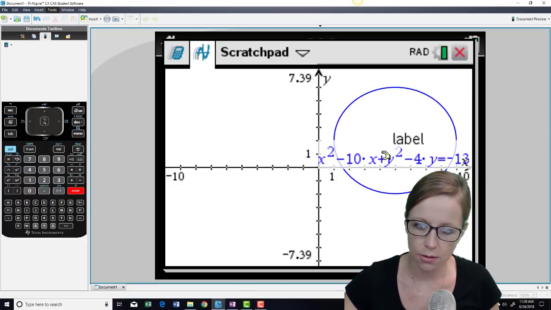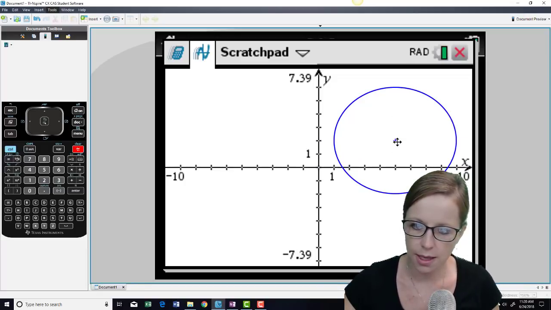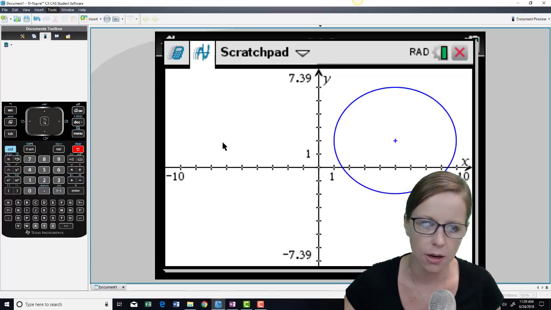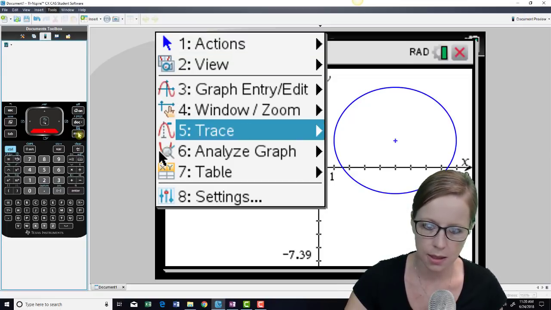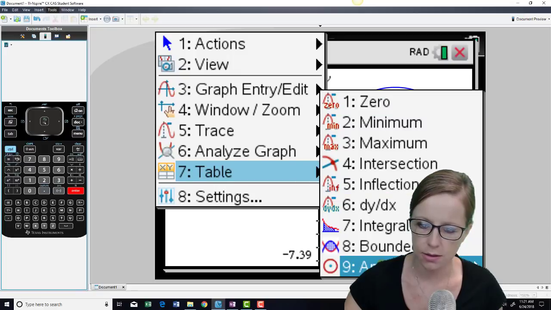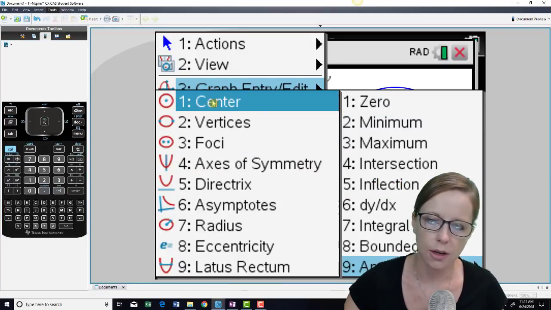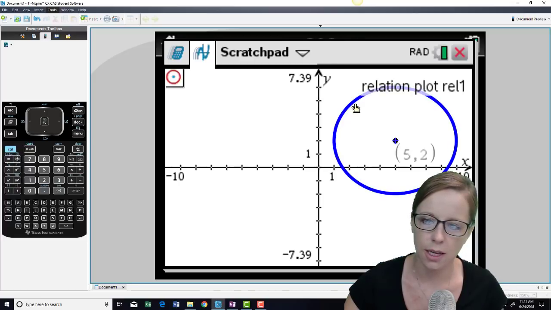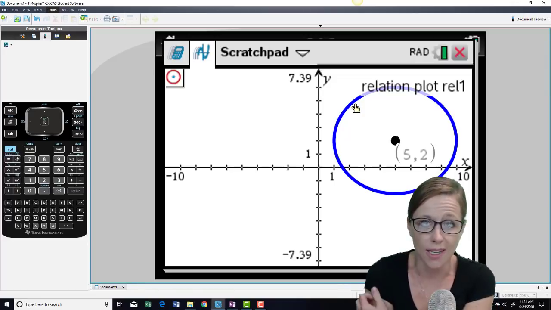It will graph this for you over here. I like to delete the equation. I don't like to see it. And you can find the center. Well, first of all, 1, 2, 3, 4, 5, you can count the center here. But if it's like a weird one, if you go to analyze, down at the bottom it says analyze conics, meaning conic sections. So center of a circle. You click on it, it will tell you 5, 2. So you could do that with all of the choices, which is awesome.